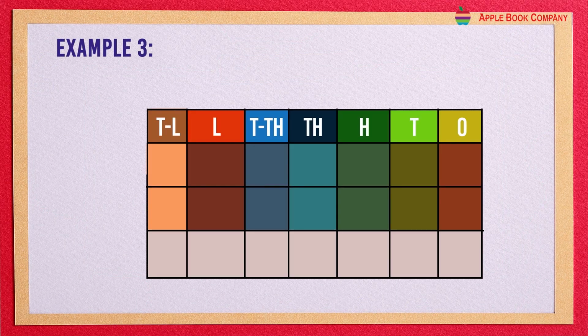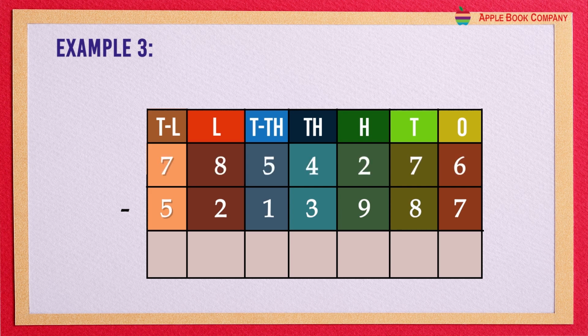Subtraction of large numbers. Example 3. Subtract 52,13,987 from 78,54,276. Now we have to place these values. Borrow 1 from tens, leaving 6 tens there. So in the ones place, it becomes 16 minus 7, which is equal to 9 ones.